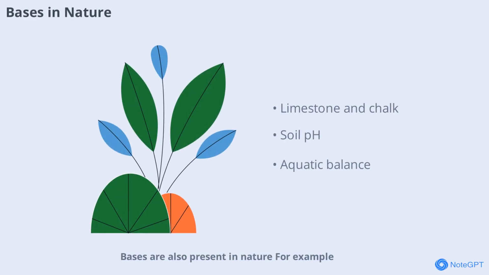Bases are also present in nature. For example, limestone and chalk are basic minerals that can neutralize acids in soil and water. Some plants prefer basic soils while others thrive in acidic conditions. In lakes and rivers, bases help balance the pH, supporting aquatic life. Nature uses both acids and bases to maintain balance and support diverse ecosystems.